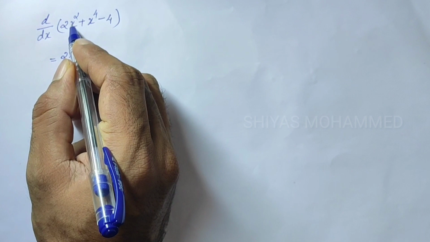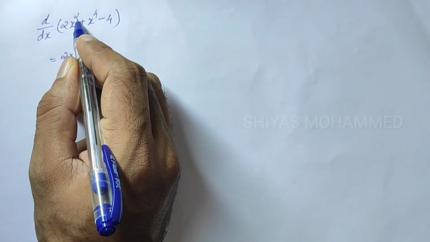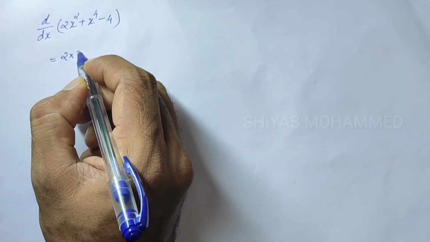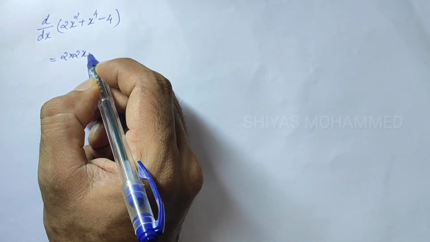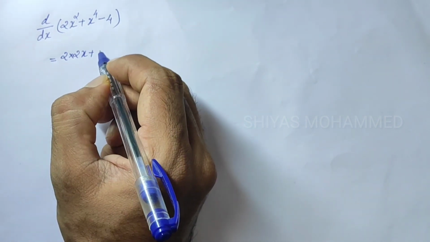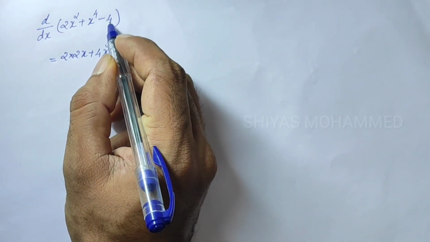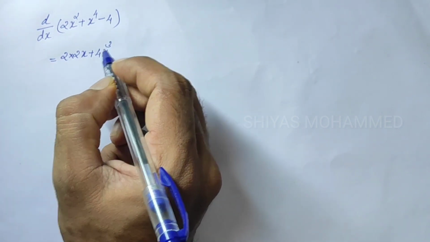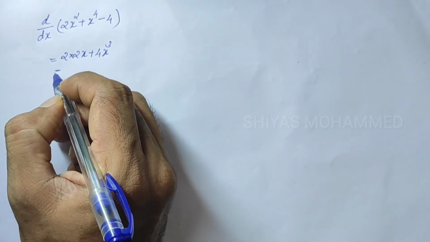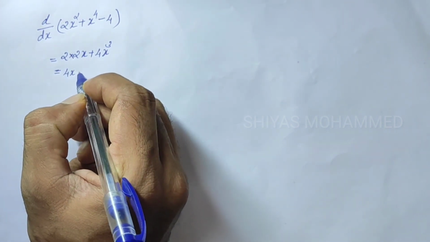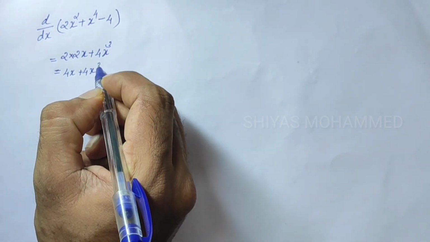Then we know that it is the same as x to the power n, so it will be n x raised to n minus 1. So it will be 2 x raised to 1. Plus x raised to 4 means it will be 4 x cube, and here 4 is a constant, so it will be minus 0. So the answer will be 2 into 2 is 4, 4x plus 4x cube.